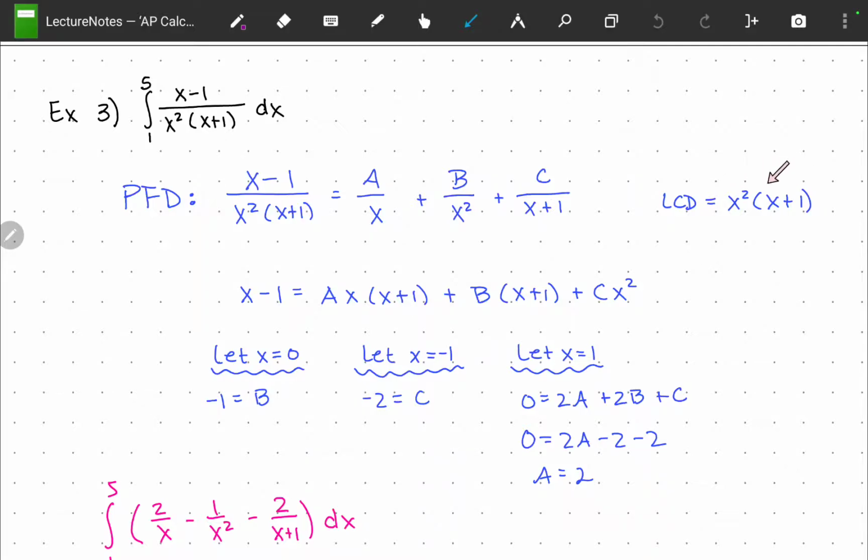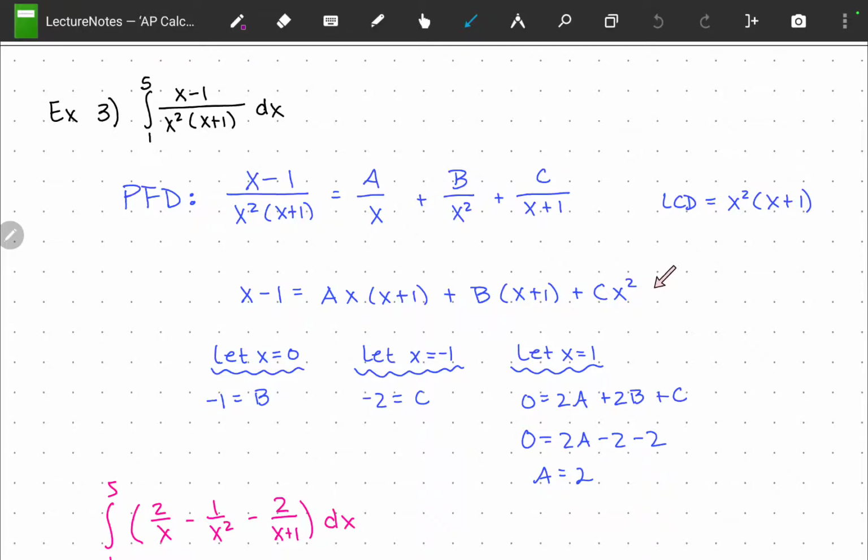And then that's the LCD. So I'm going to multiply through by the LCD. I multiply the first fraction, the entire denominator cancels out. We just have x minus 1. This fraction, the x cancels with one of these x's. I still have a times another x times x plus 1. With this fraction, the x squareds cancel, and we have b times x plus 1. And then with this one, the x plus 1's cancel, and we have c times x squared.